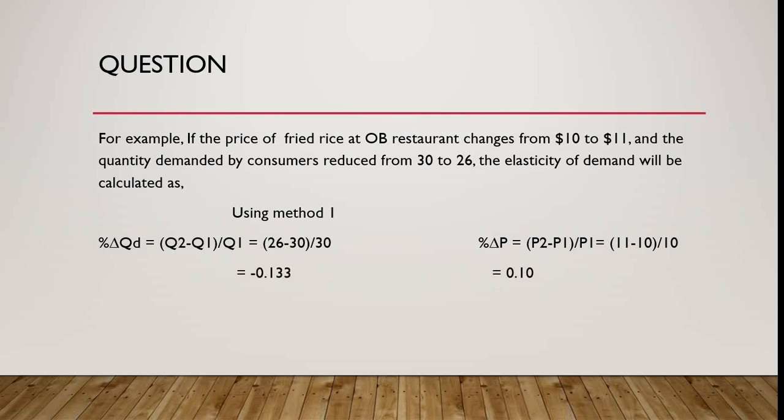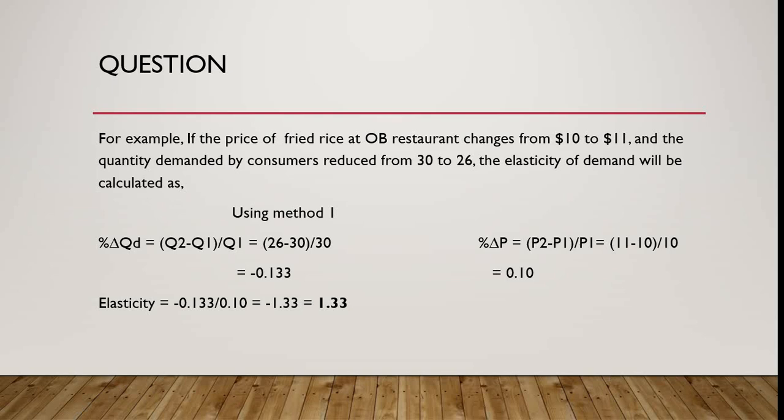From the formula, we find the ratio between the percentage change in quantity demanded and the percentage change in price. So elasticity is going to be equal to negative 0.133 divided by 0.1. So you end up getting negative 1.33. But elasticity is always a positive number. So when you get a negative value, you find the absolute value. You take the positive figure, right? You ignore the sign. So you're going to get 1.33.